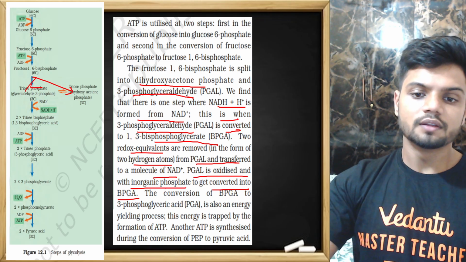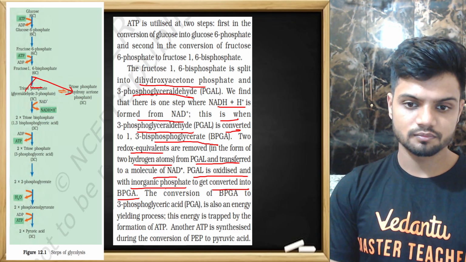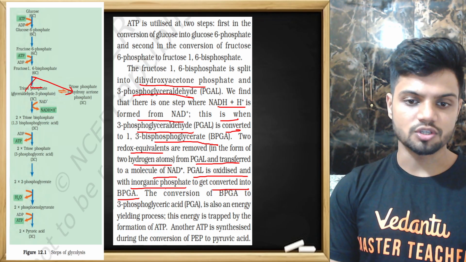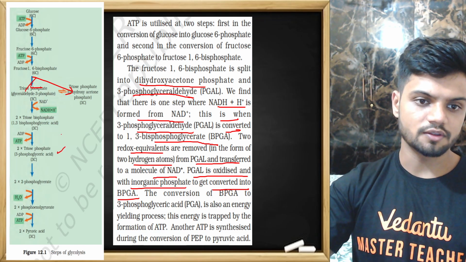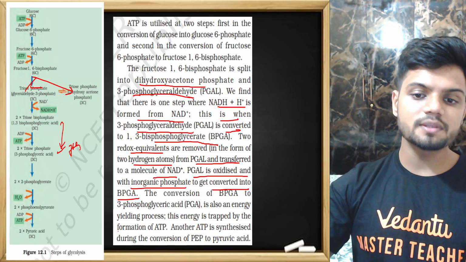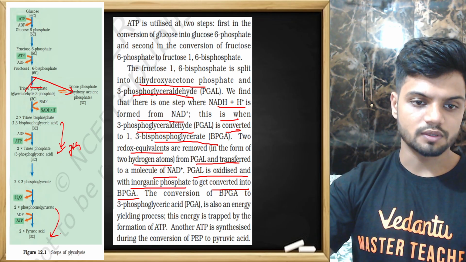Oxidation is happening. The conversion of BPGA to 3-phosphoglyceric acid is also an energy yielding process, so we are producing energy to form ATP. Seventh step. Another ATP is synthesized during the conversion of PEP to pyruvic acid. This one is the 10th step.